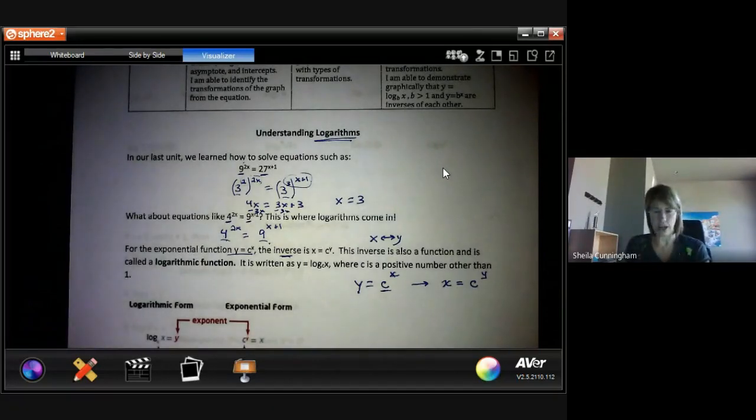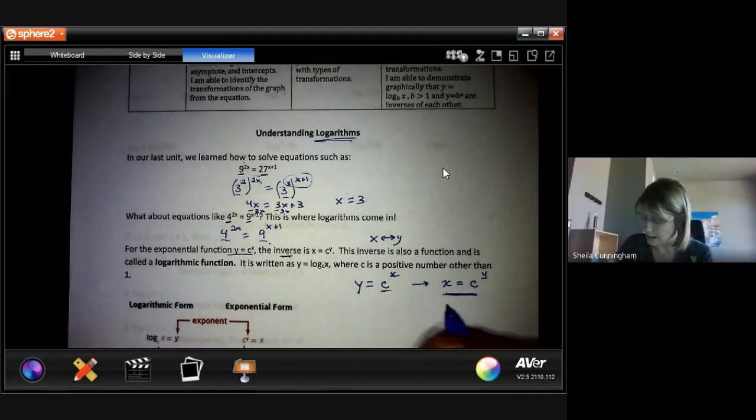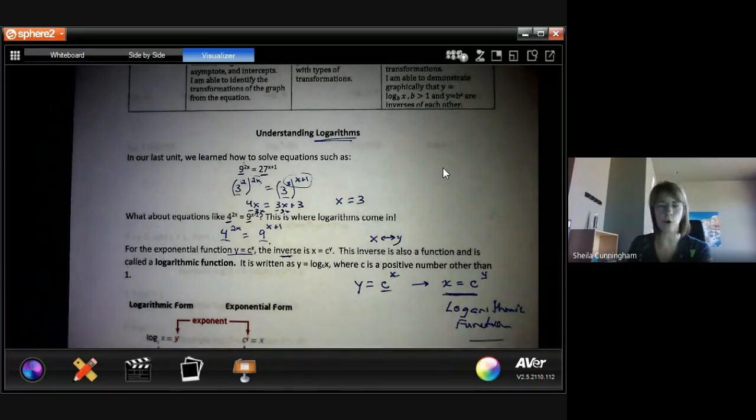So now what I've got is the inverse of an exponential function, and it looks like so. This inverse here is our logarithmic function. Simply put, with any other ones we've been doing, taking the inverse of, there was never a specific name or anything that attaches itself to it.